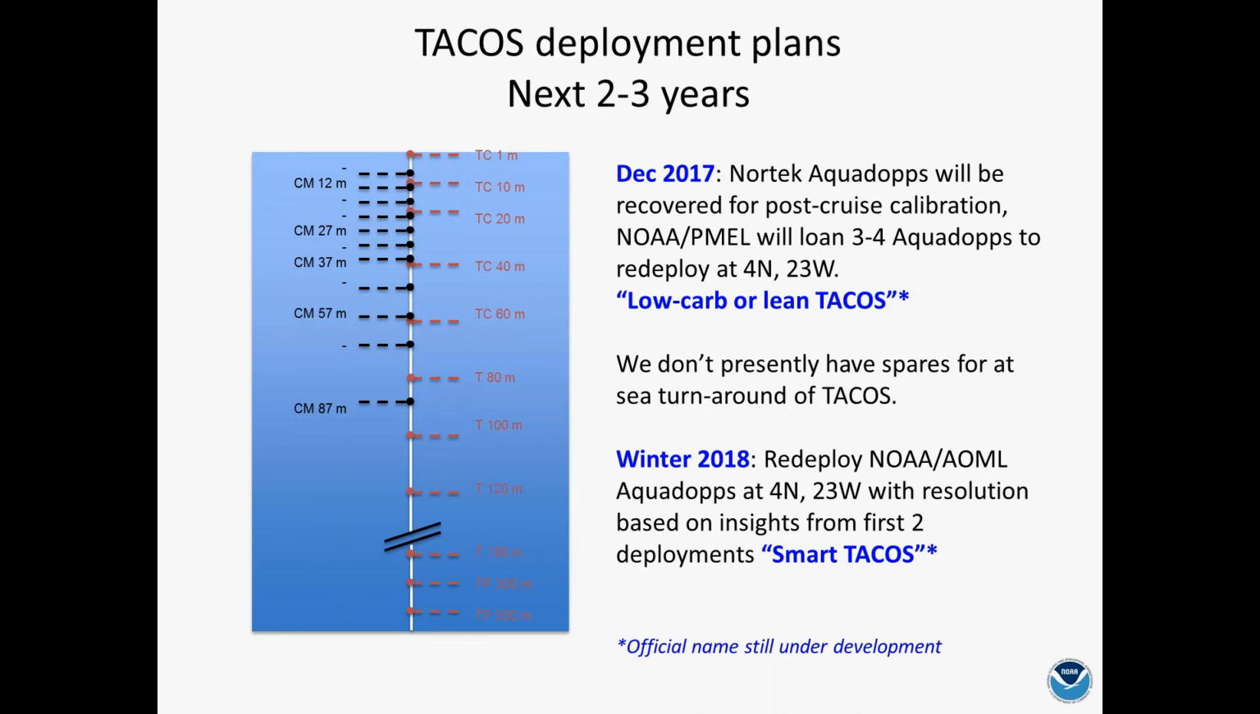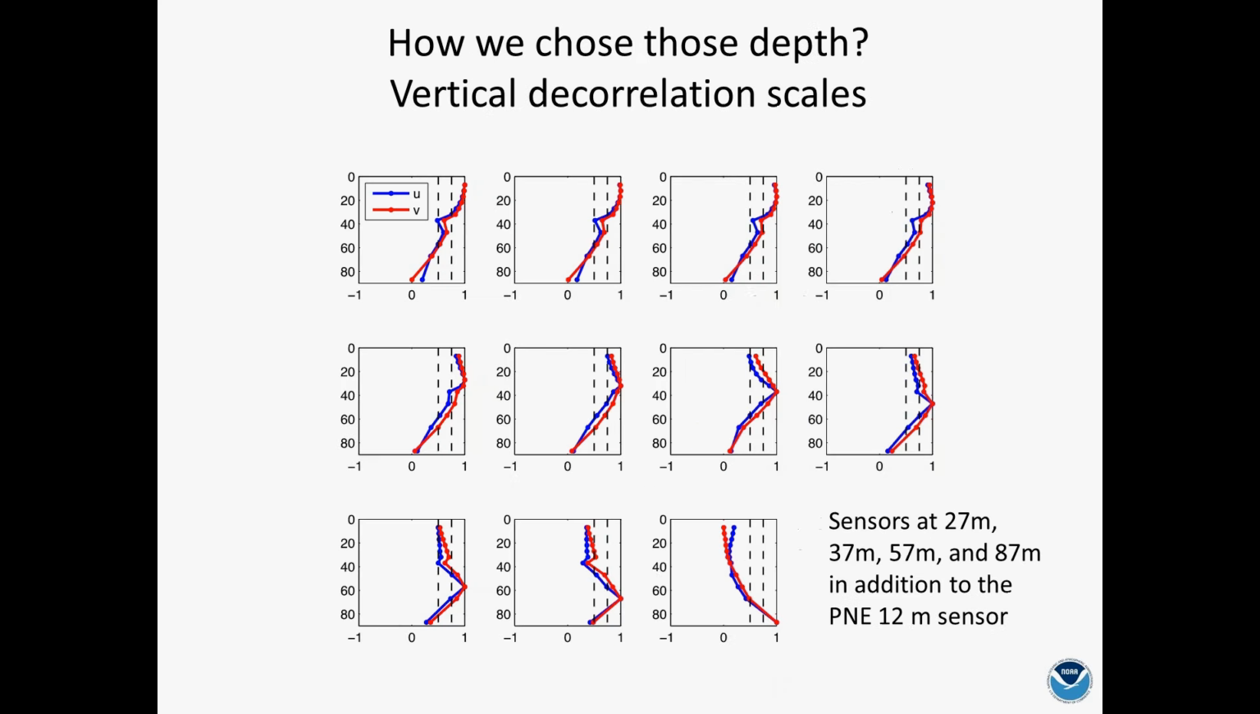And then the plan after that is to take what we've learned from the full deployment, and what we've learned from the low carb lean tacos deployment, and then put the full array back in the water, or a reduced number of the instruments, based on the insights from the first 2 deployments. That could be called smart tacos or smarter tacos or slightly better informed tacos. I don't know. We're working on it. So that's the plan for upcoming plans.